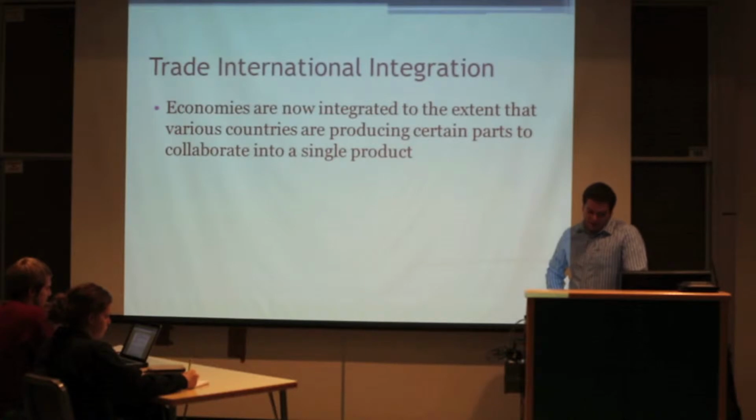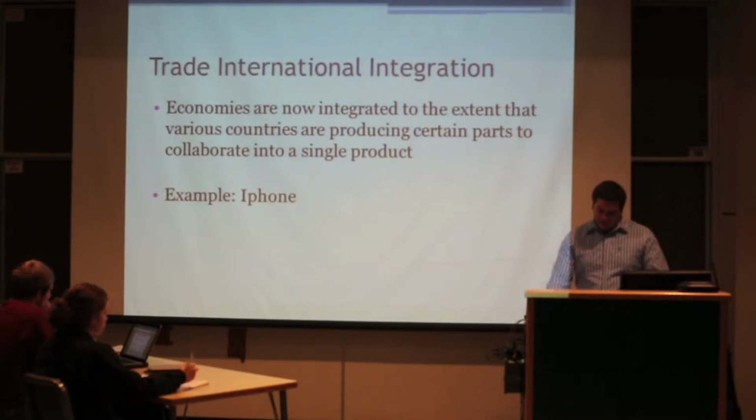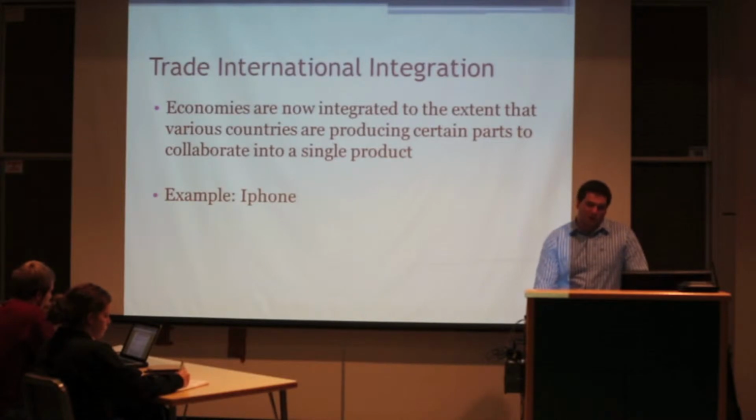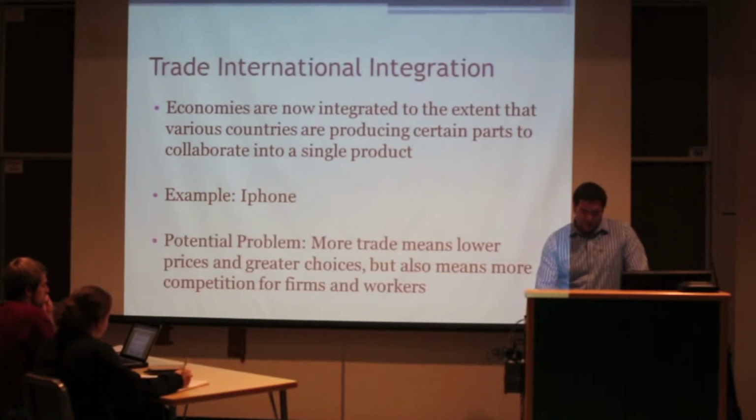Economies are now integrated to such an extent that various countries are now producing certain parts to collaborate into a single product. For example, iPhones. They have parts made in 4 different countries, those being Germany, Japan, the US, and the Republic of Korea, and then are assembled in China. Then they are shipped back to countries they might have had parts made in to be sold. Now there's a potential problem. More trade means lower prices and greater choices, but also means more competition for firms and workers.